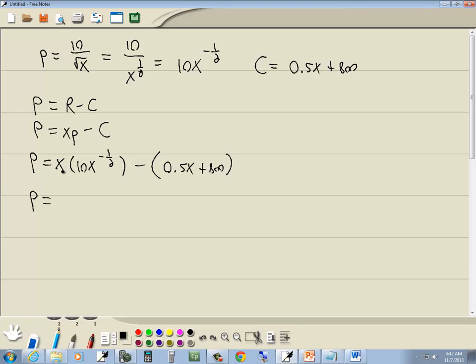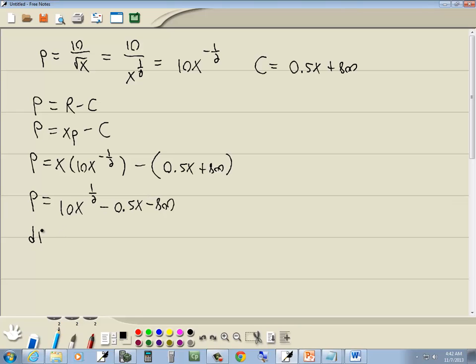Now, here we have x to a power times x to a power. This is the first power. So when you have x to a power times x to a power, you add the exponents. 1 plus negative 1/2 gives us 1/2. So this is 10x to the 1/2. Then this minus flips the sign of everything, so that's minus 0.5x minus 800.